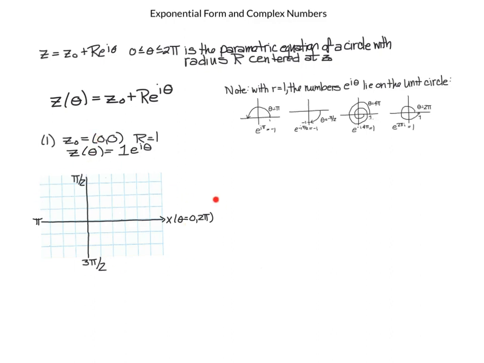Oh, also the other thing I did to this graph, I kind of reminded you: along the positive x-axis, theta is equal to 0, or 2 pi, or another multiple of 2 pi. Along the positive y-axis, theta is equal to pi over 2, that's 90 degrees. Along the negative x-axis, theta is equal to pi, and then along the negative y-axis, theta is equal to 3 pi over 2. So I just labeled that for your reminder.